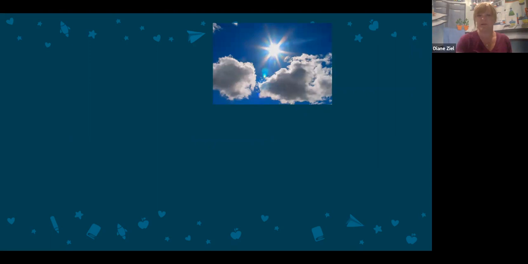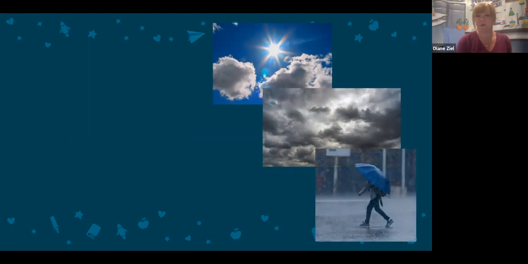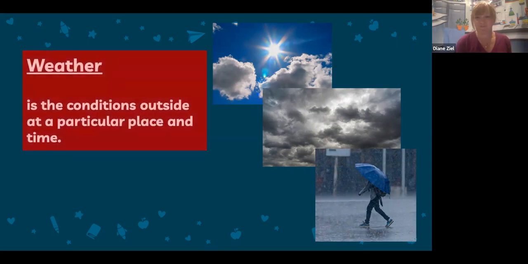Here you see an example of a sunny day, a cloudy day, a rainy day. What are these examples of? That's right, this is weather. Weather is the conditions outside at a particular place and time.